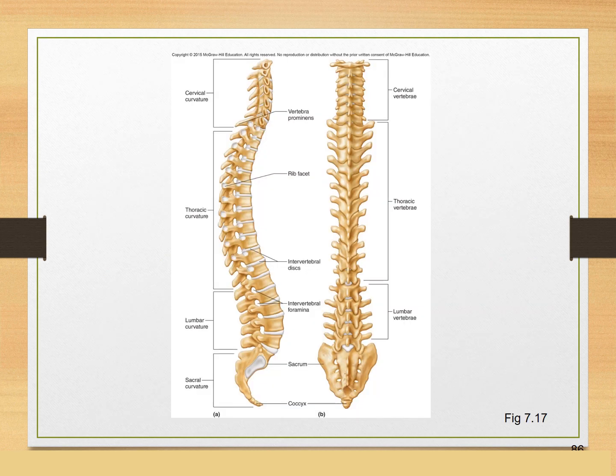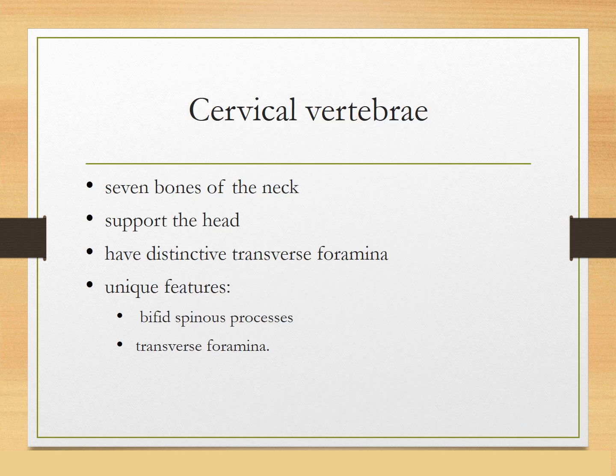The vertebral column is not straight, but consists of a series of curves. There are three types of vertebrae found in the human body: cervical, thoracic, and lumbar vertebrae. There are 7 cervical vertebrae, and the cervical vertebrae support the head. And there are some features that allow you to distinguish between what's a cervical vertebrae versus thoracic or lumbar.